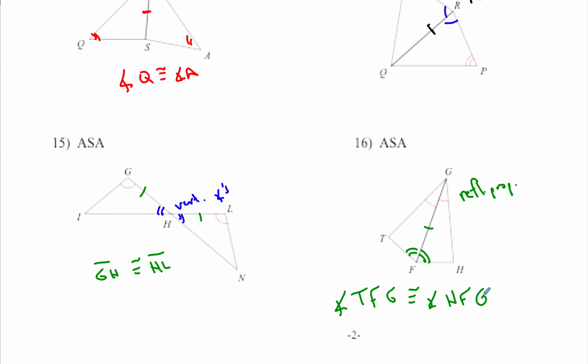So there are some examples of how you can decide if, based on the information, the two triangles are congruent, or what information you need to add to get angle, angle, side, or angle, side, angle congruence.